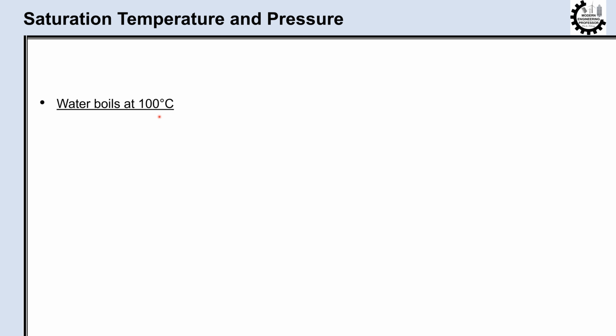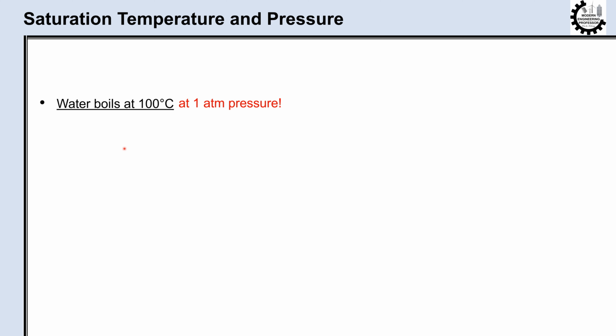If you say that water boils at 100 degrees Celsius, it is technically incorrect. The correct statement is that water boils at 100 degrees Celsius at 1 atmospheric pressure. If the pressure inside the cylinder were raised to 475 kilopascals, water would start boiling at 150 degrees Celsius.